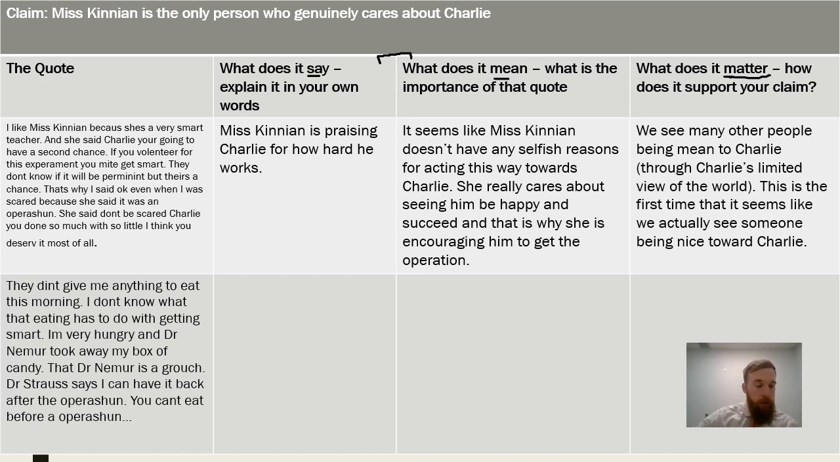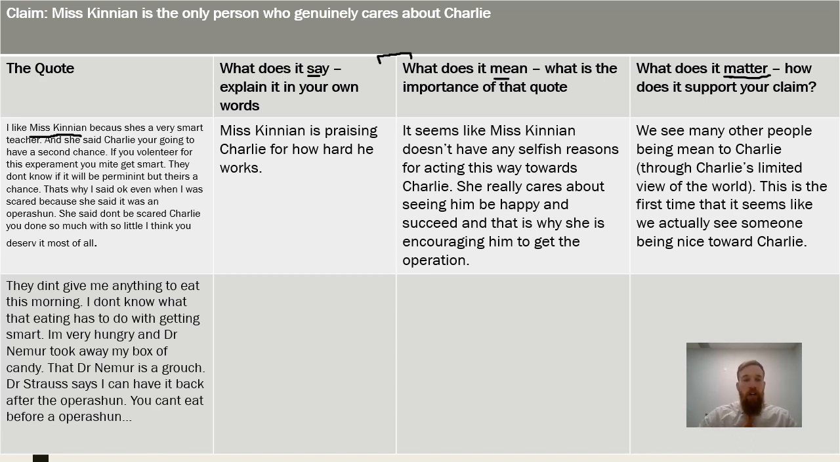So I'm going to look at the one where it says, "I like Miss Kinnian because she's a very smart teacher. She said, Charlie, you're going to have a second chance. If you volunteer for this experiment, you might get smart." So after looking at these 3 parts, I'm going to have a better idea if this actually works with my quote. So what does it say?